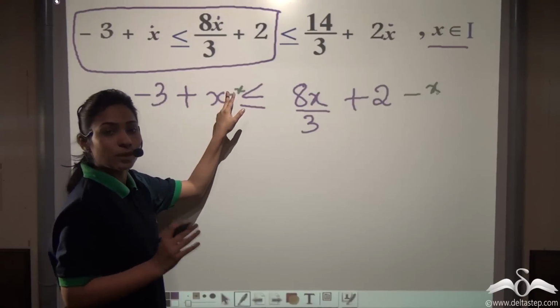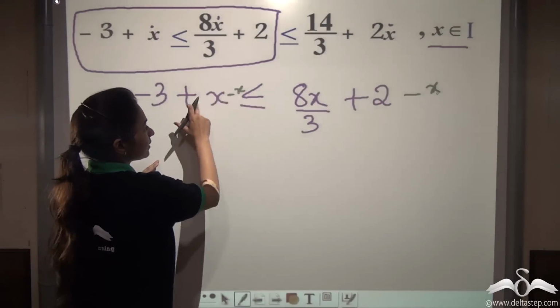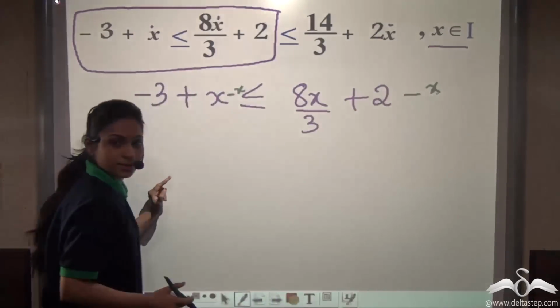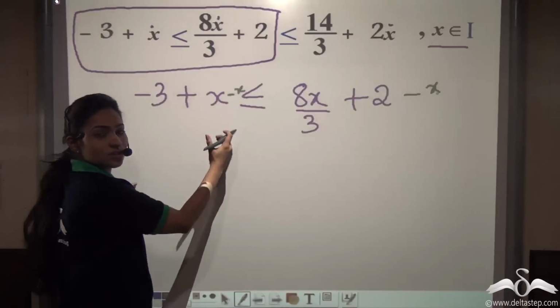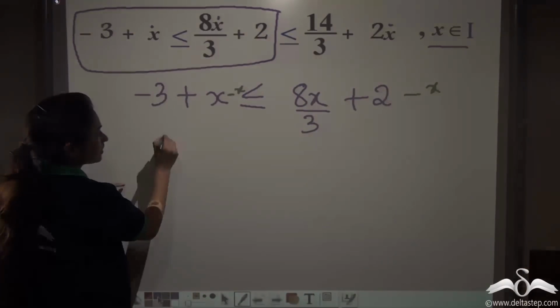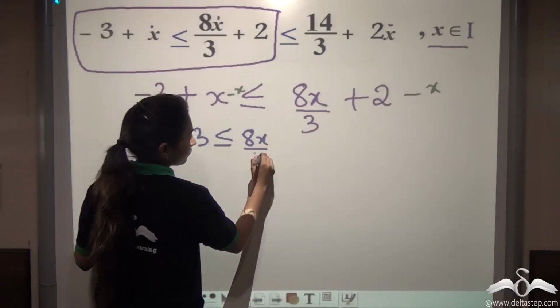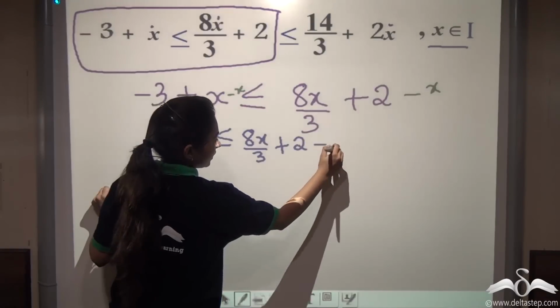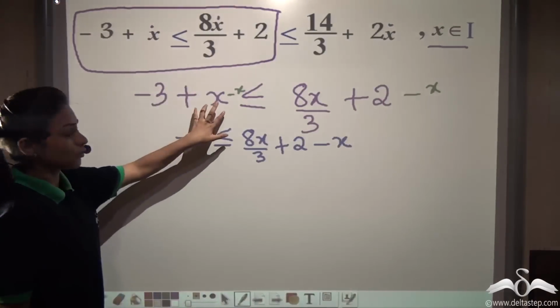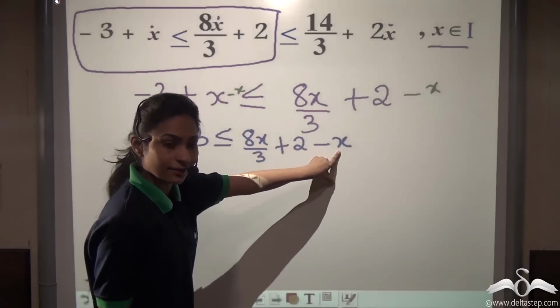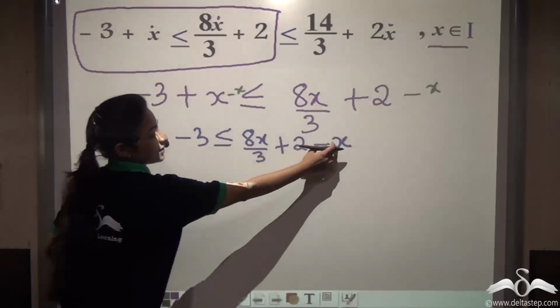So doing this, what will it give me? It will cancel this x and this x on this side, and it will give me 1 minus x on this side. So skipping this part, I'll just write the answer as minus 3 less than or equal to 8x by 3 plus 2 minus x. So see what we have done, we have taken this positive x to that side, making it the negative x. Now bring this x together.